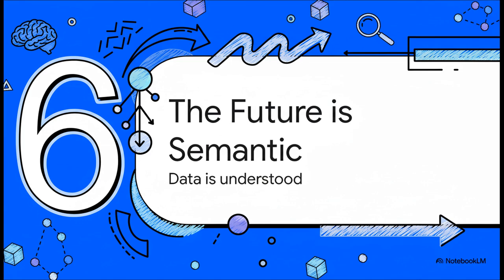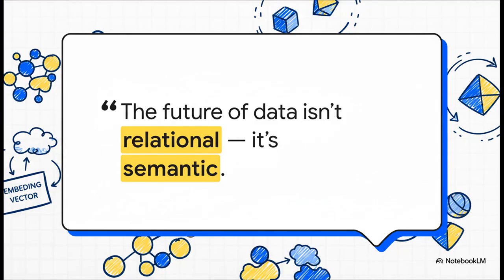All right, let's zoom out for a second and think about the big picture here. Because this isn't just about one cool piece of tech. It's really about a fundamental shift in how we think about data. We're moving from a world where data is just stored to one where it's actually understood. There's a quote from the source material that just nails it. The future of data isn't relational, it's semantic. For decades, our digital world was built on rows and columns. The future is being built on meaning, context, and all the complex relationships between ideas.